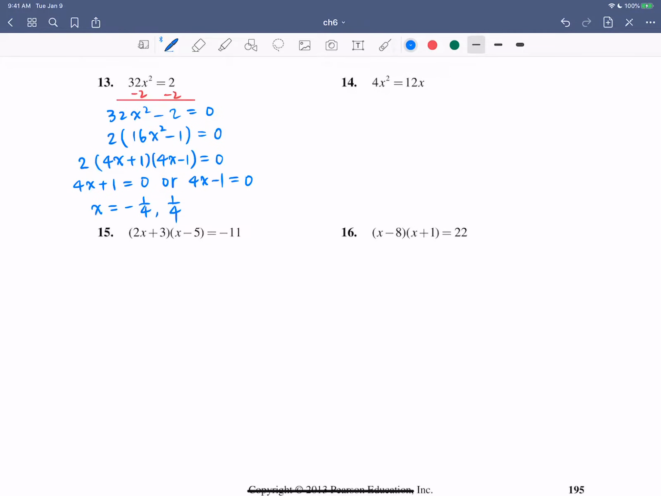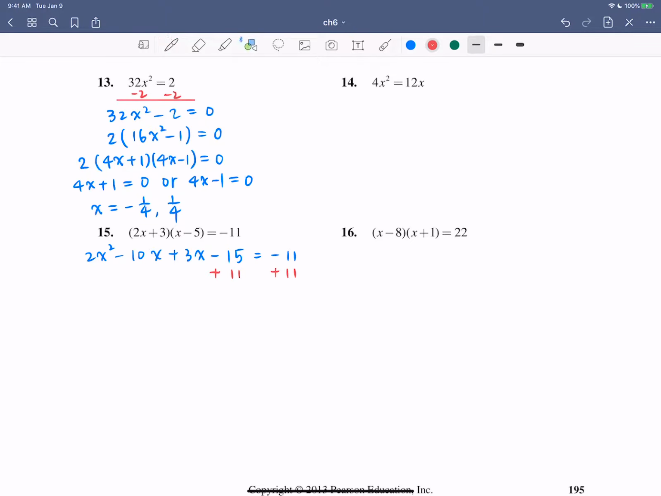Number 15. 2x plus 3 times x minus 5 equals negative 11. The first thing to do is get rid of the grouping symbol so that we could transform it to the standard quadratic equation form ax squared plus bx plus c. If you apply FOIL, we will get 2x squared minus 10x plus 3x and minus 15 on the left hand side, and it's equal to negative 11. And then we're going to move that negative 11 to the left hand side because coefficient of x squared is positive on the left hand side. Plus 11 plus 11.